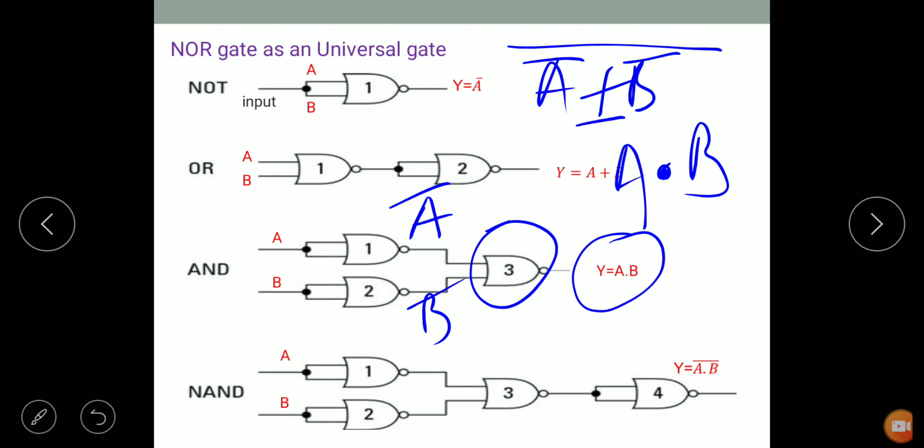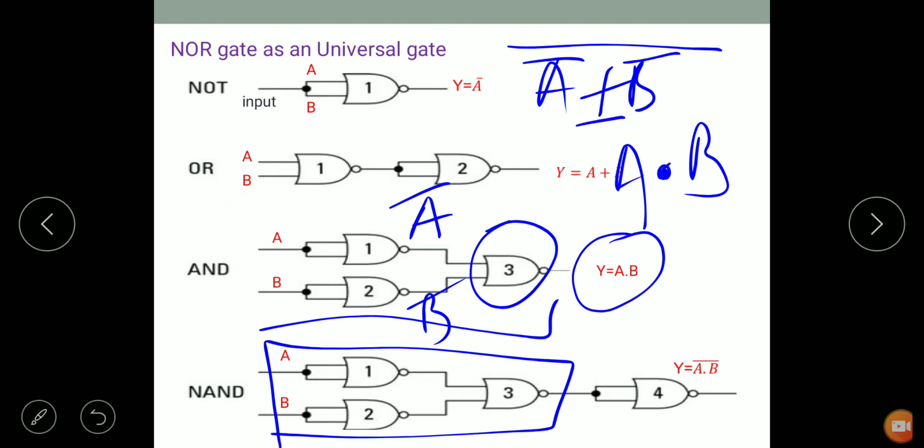Now the NAND gate. This portion and this portion are the same. So we get Y is equal to A dot B.